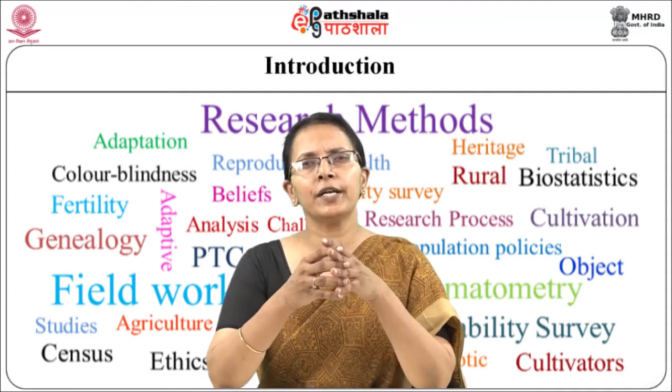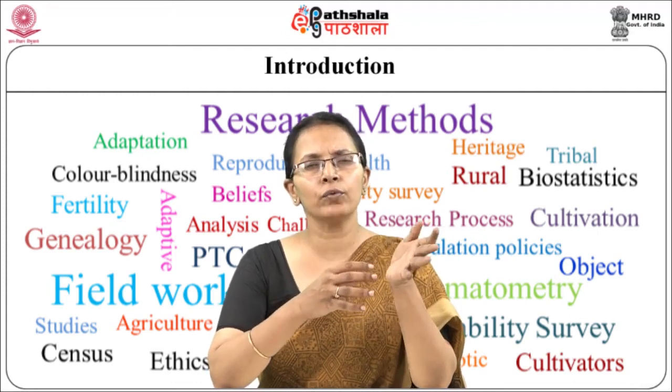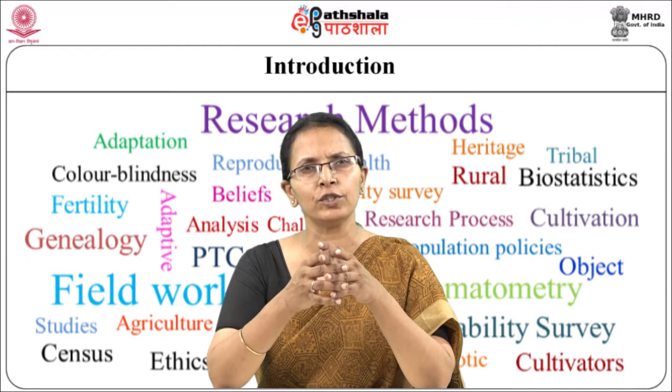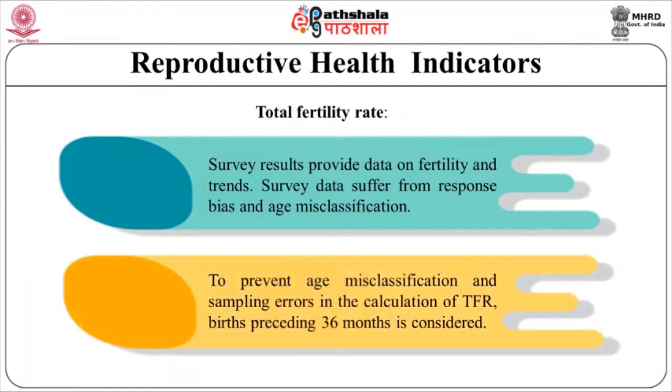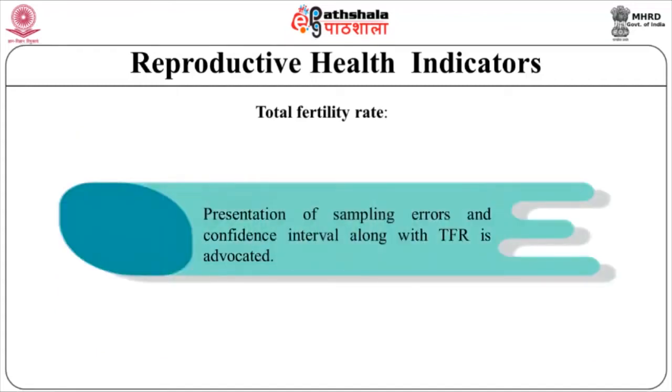The total fertility rate is expressed per 1,000 women. Data on birth count can be collected from vital registrations and information on women of reproductive age from censuses. Survey results provide data on fertility and trends. Survey data suffer from response bias and age misclassification. To prevent age misclassification and sampling error, in the calculation of TFR, births preceding 36 months are considered. Presentation of the sampling error and confidence interval along with the TFR is advocated.